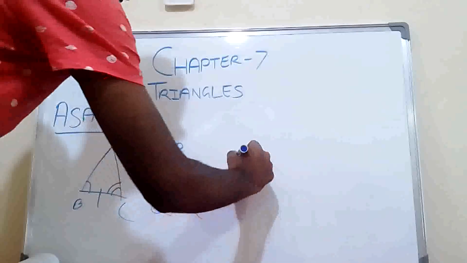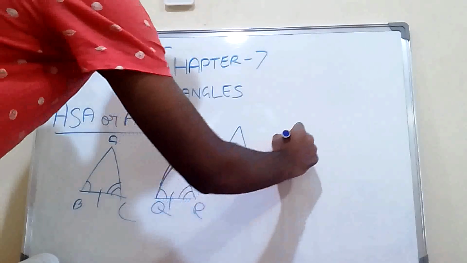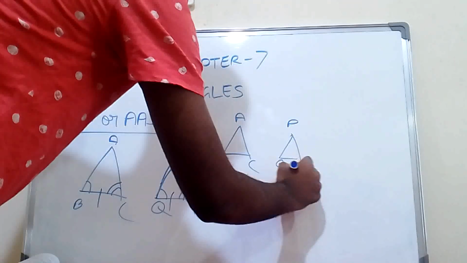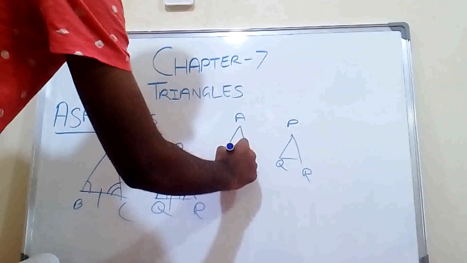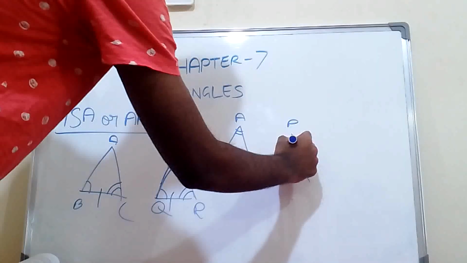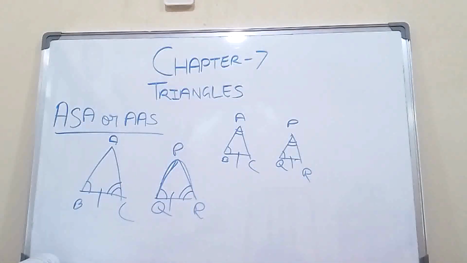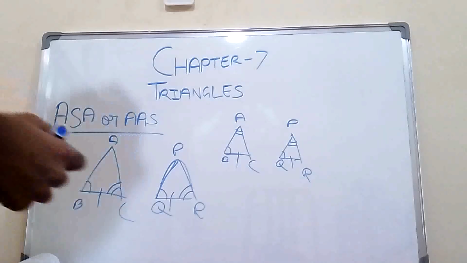Now AAS is also quite similar. So we have two triangles ABC and PQR, and for example if this angle and this angle are equal and we have this side as equal, so here angle A is equal to angle P, angle B is equal to angle Q, but BC and QR are not the included side, but still if they are equal they are congruent. So ASA or AAS is the same theorem, but it states that it's not necessary that the included side should be equal. It can be any side, because we know the angle sum theorem.